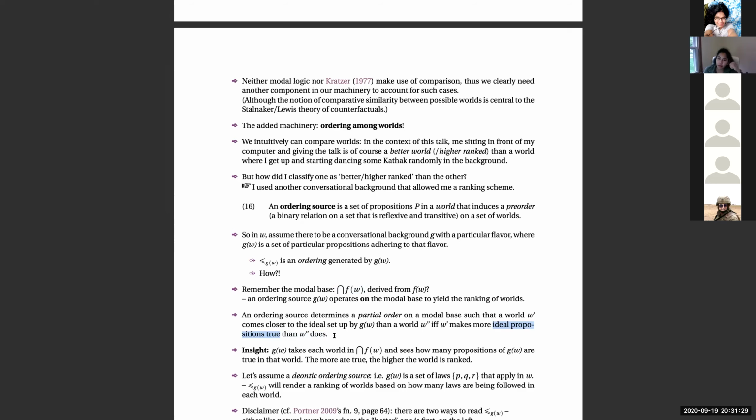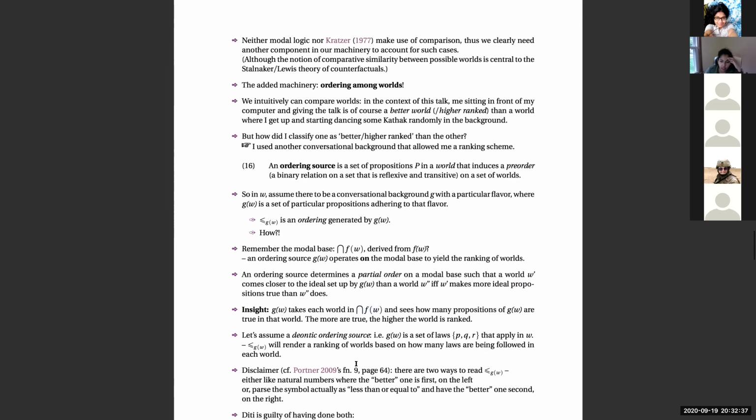Breaking it down further, think about it this way: GW takes each world in our modal base and sees how many propositions of GW are true in that world. The more propositions in GW that a world in the generalized intersection of FW makes true, the higher that world is ranked. Think of a set of worlds sitting there, and an external body of propositions, rules, desires, what have you, comes in and asks of each world how many propositions in that external body it makes true. Depending on that, suddenly we had an unranked set of worlds and now we have a ranked set of worlds. All of these worlds are already in the modal base, where all of the propositions in our FW are true, so they are not random worlds floating about.